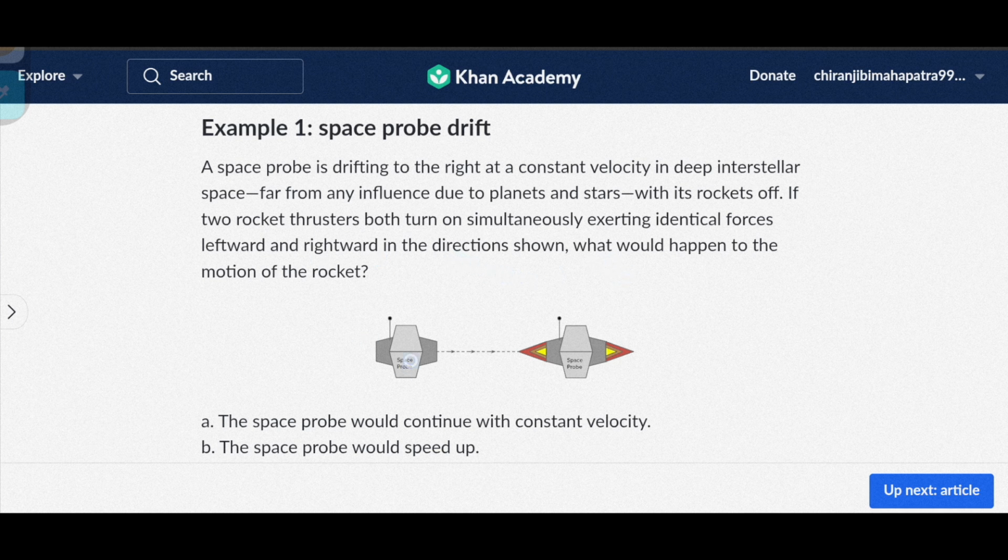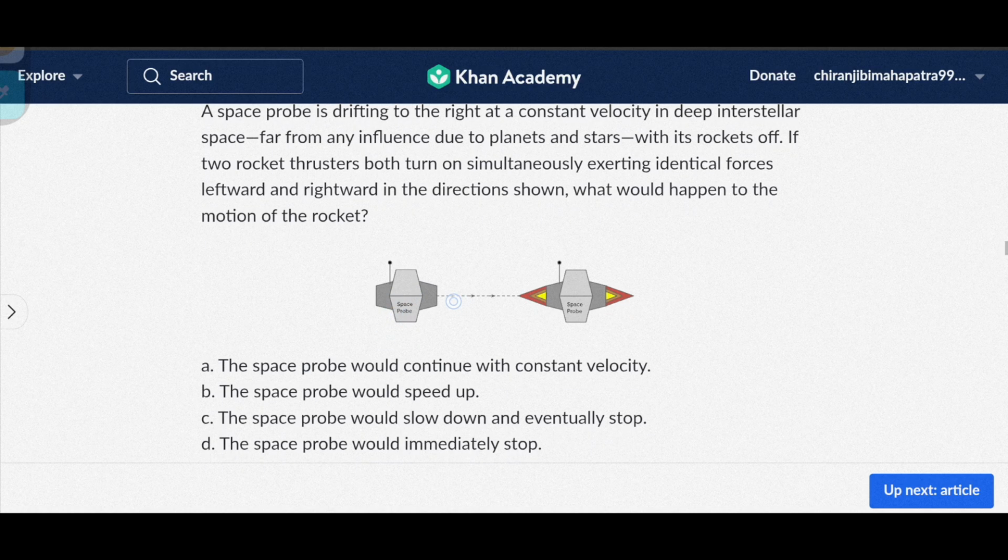Okay, so this probe was drifting rightward, going at a constant speed. Then at this moment, when this space probe reaches this point, whatever the time t is, suddenly the two thrusters get turned on. They both give equal thrust. It is given in the question.